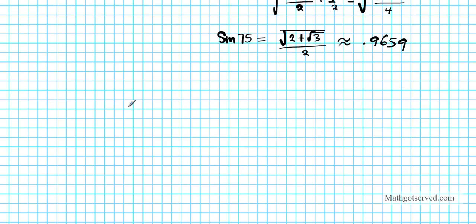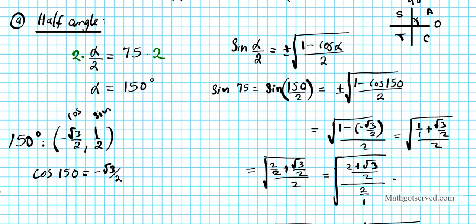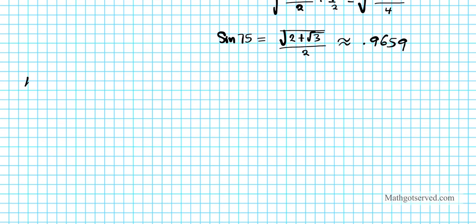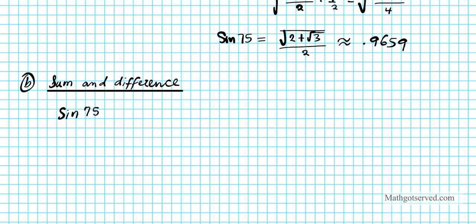Now let's see if our second answer agrees with it. We're going to use method 2. This is method 1, so method 2 is the sum and difference identity. Hopefully we get the same answer. For this one, we'll see if we can express the angle 75 degrees as the sum or difference of two common angles. Let's use sum here. How about we express this as sine of 30 plus 45?